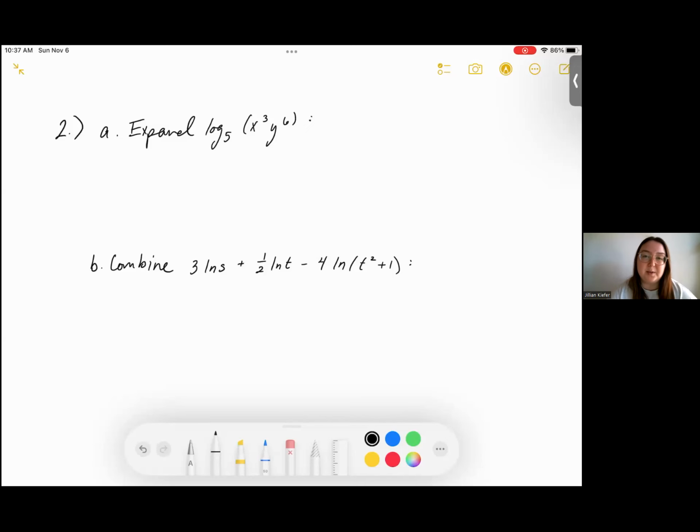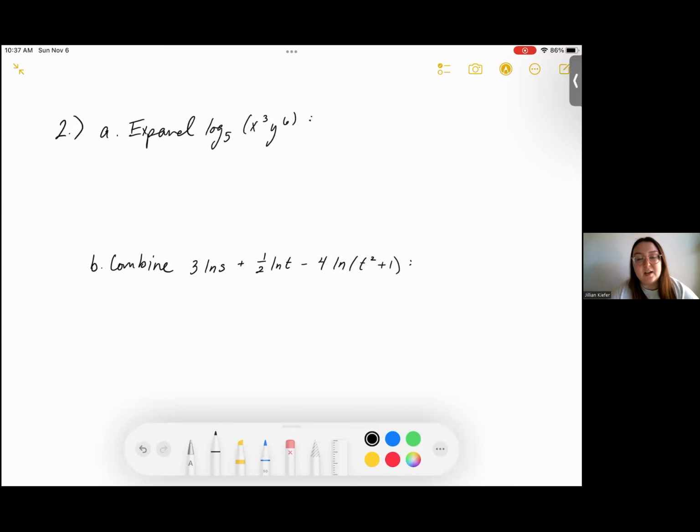All right, so example 2, part A, we're going to expand log base 5 of x to the power of 3 times y to the power of 6. So when we expand this, we always want to go with the easiest, most clear-cut steps first. If we look at this, we see that the x term and the y term are being multiplied. So we can use the first law of logarithms to separate it.